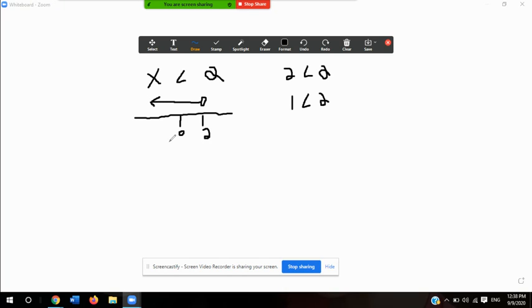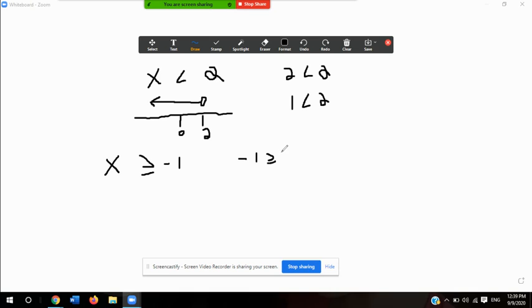Now in your book, example 1b says, what if x is greater than or equal to negative 1? If this confuses you as to which direction it goes, remember that inequalities have to be a true statement, so sometimes it just helps to plug in the number. X is greater than or equal to negative 1. If this statement is true, can I say negative 1 is greater than or equal to negative 1?